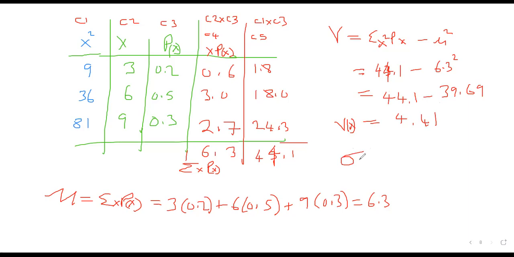And our standard deviation is simply the square root of 4.41. What is the square root of 4.41? 2.1. 2.1. Okay.